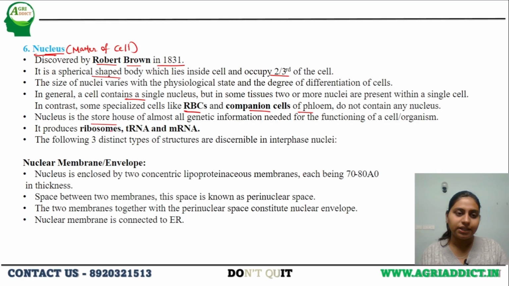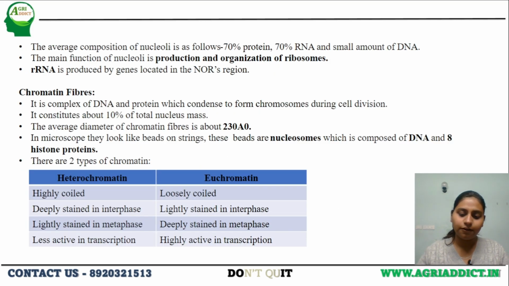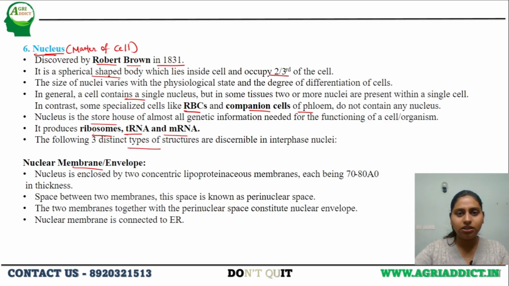In the nucleus, ribosomes, tRNA and mRNA are synthesized. And there are 3 different types of structures present in the nucleus, that is the nuclear membrane or envelope, nucleoli and also the chromatin fibers. These are the 3 important structures present in any nucleus.